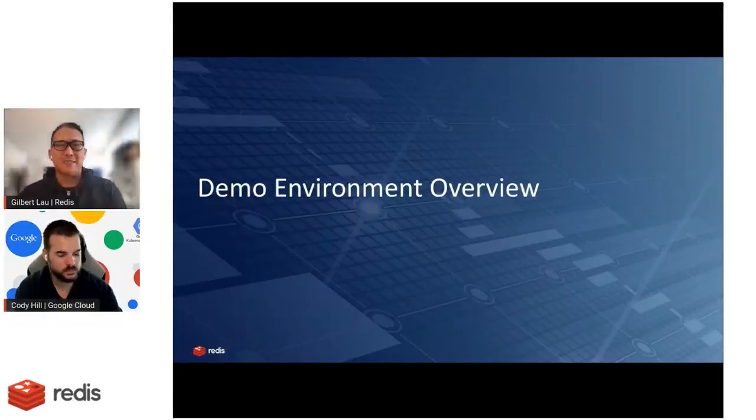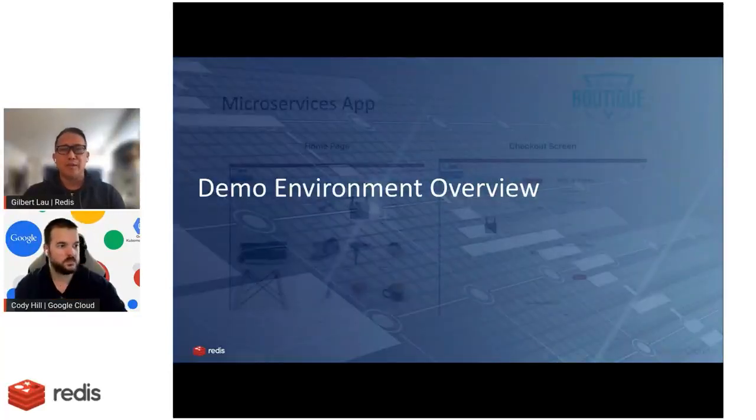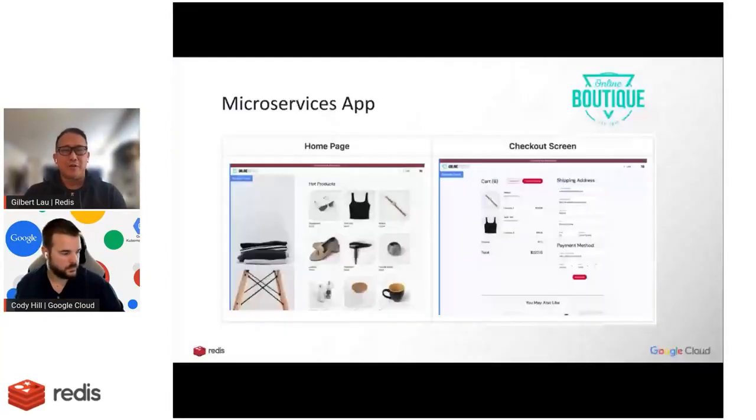Now we will discuss our demo environment overview. The online boutique we are showing today is a cloud-first microservices demo application. The online boutique consists of an 11-tier microservices application. The application is a web-based e-commerce application where users can browse items, add them to the cart, and purchase them.